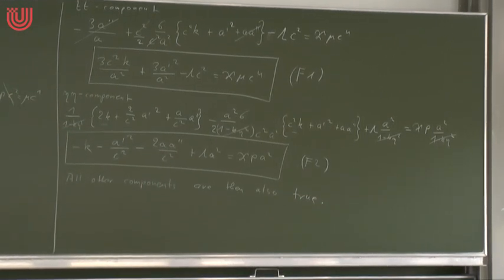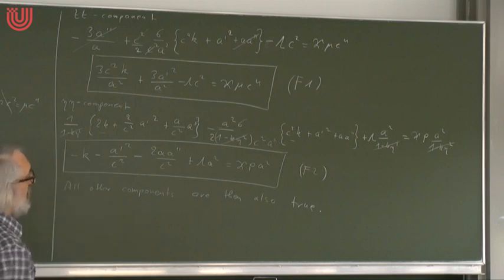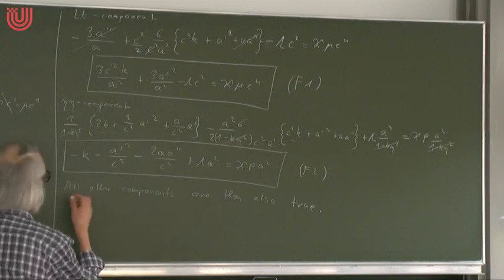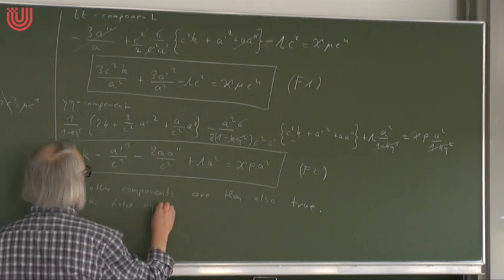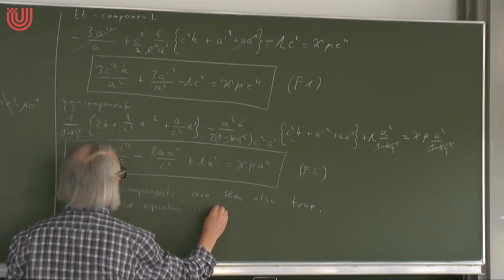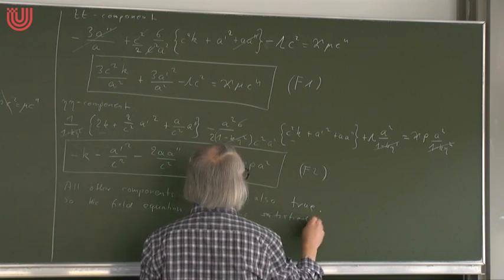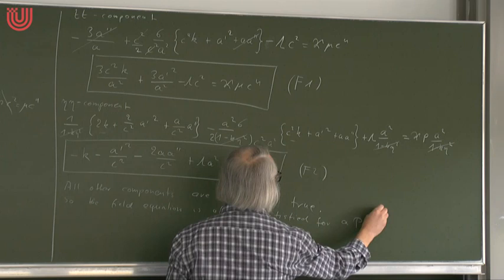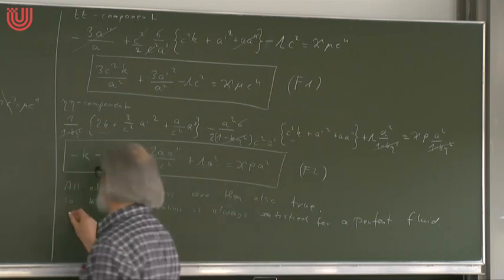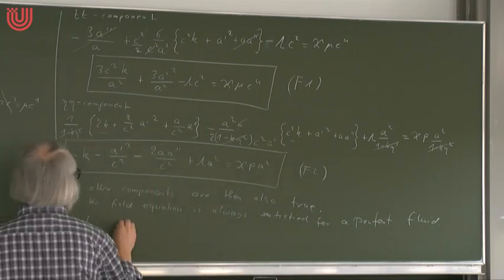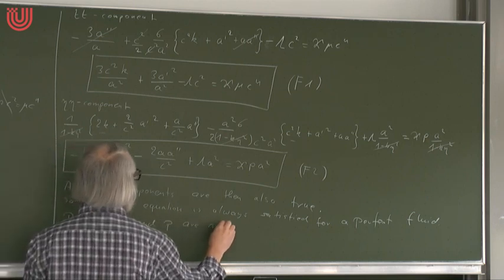But with these two reservations, we can say it's always true that the field equation is satisfied with a perfect fluid. So let me write this. All components of the field equation are always satisfied for a perfect fluid for all Robertson-Walker spacetimes. But mu and p are not necessarily positive.